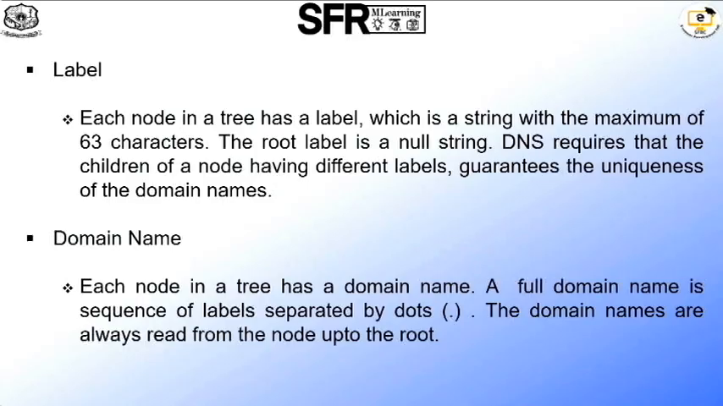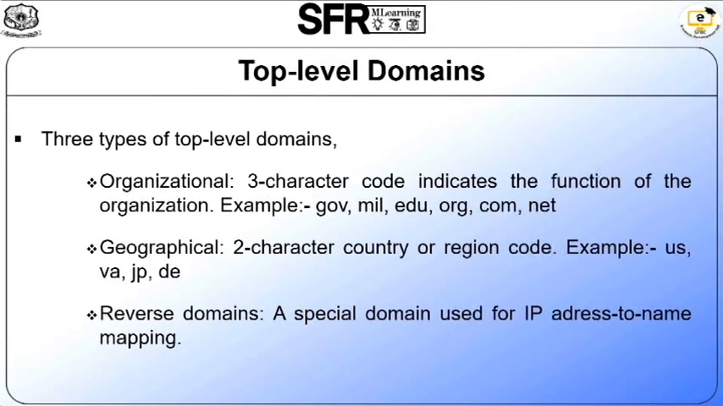Next we are going to see what a domain name is. Each node in a tree has a domain name. A full domain name is a sequence of labels separated by dots. The domain names are always read from the node up to the root. Next we are going to see the top level domains. There are three types of domains: organizational, geographical, and reverse domains.